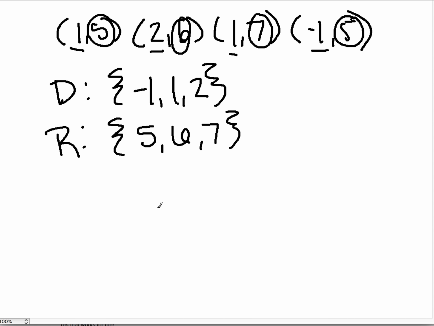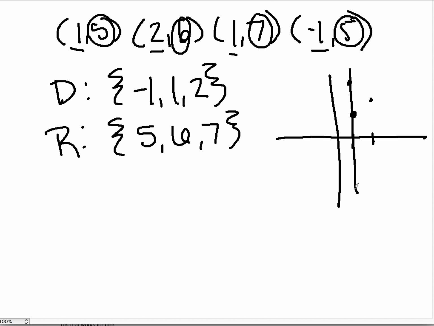Now, to know if this is a function we talked about in class, we can plot each and every point. So if I have 1, 5 here, 2, 6, 1, 7, and right there at 1, 7, I have 2 points above each other so that when I do the vertical line test, it will hit those points 2 times. So this is not a function.